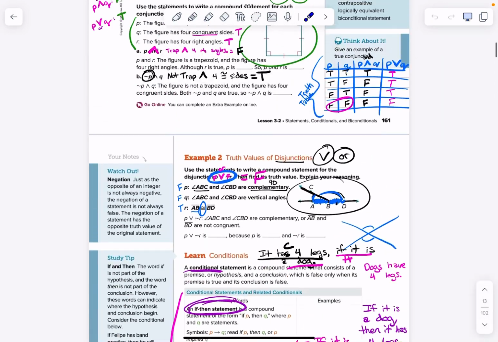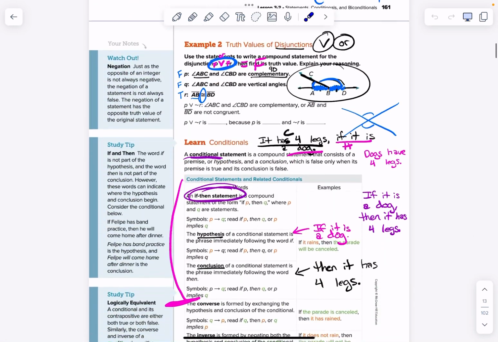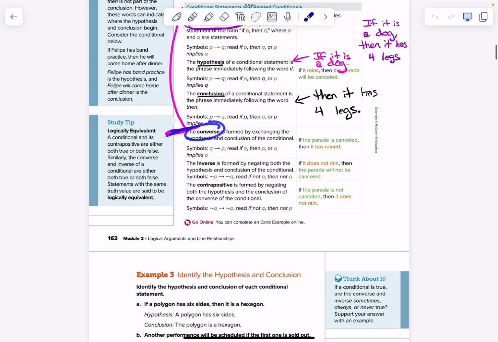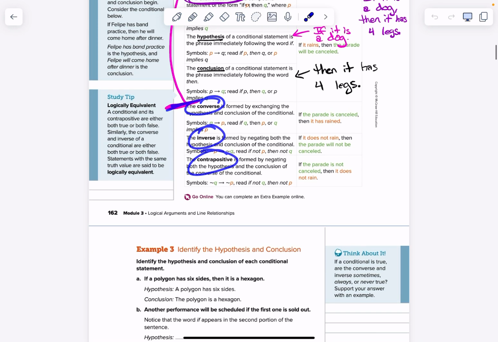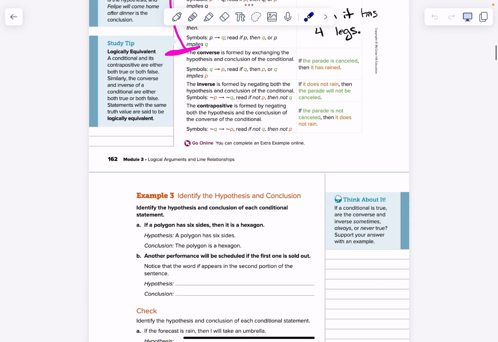Okay, folks, we are on 3-2. We finished up with example 2, and then we did up until this point, okay? We have to talk about converse, inverse, and contrapositive yet. But I'm going to go over it and put it all in one spot, because they use too many words.